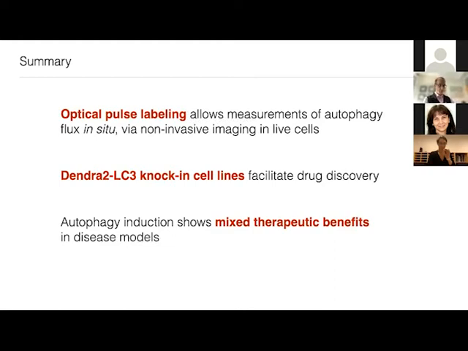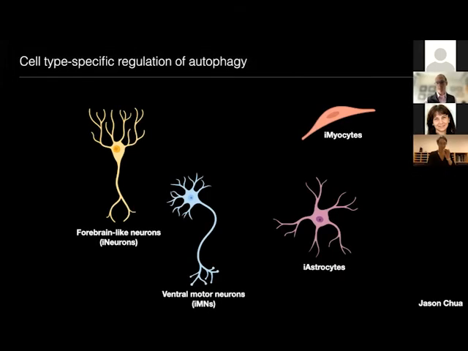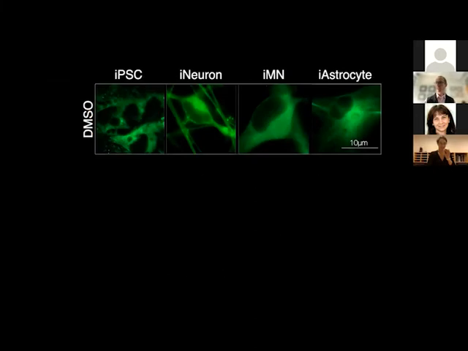And so in the remaining 2 minutes, I will very quickly just outline a newer project that is currently under review about cell type specific factors regulating autophagy. So we took advantage of these stem cells that had GFP-labeled LC3 to differentiate them into many cell types and independently look at the regulation of autophagy in these cell types. And I'll just show a very brief example here of stem cells.